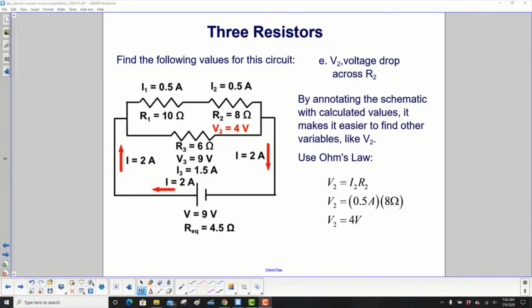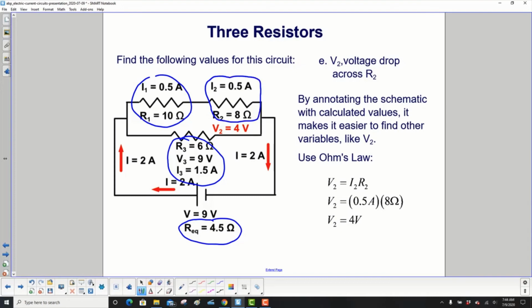We now need the voltage drop across R2. And if you notice what we've been doing, we've been annotating the various circuit elements with what we find. So there was our equivalent. Here's the whole story about R3. We've added the currents up here. So now, when we need the voltage drop across R2, we already have the current and the resistance, and we just use Ohm's Law. And we find out that the voltage drop across R2 is 4 volts.